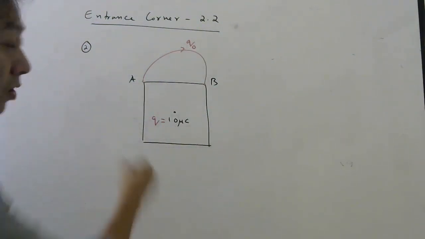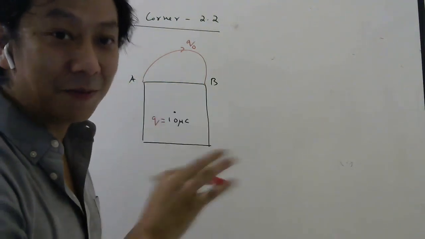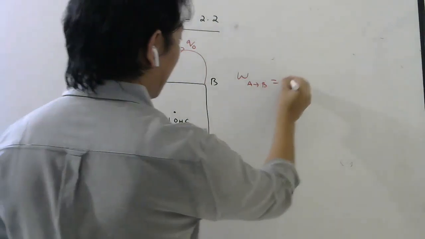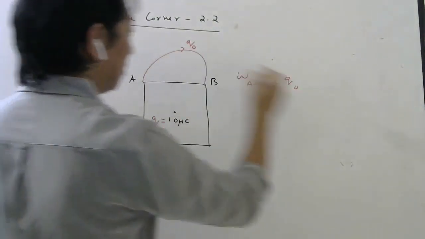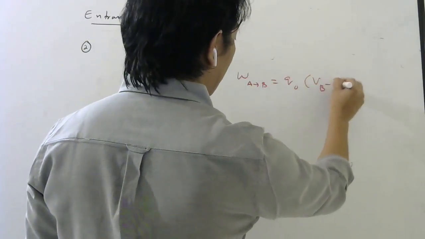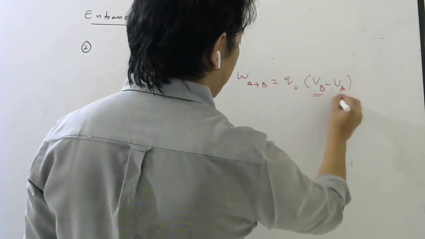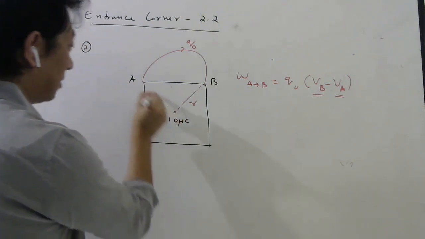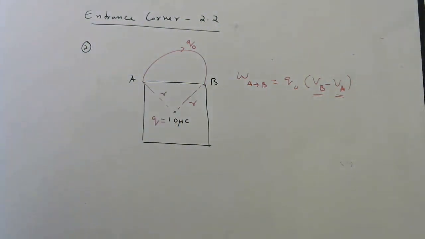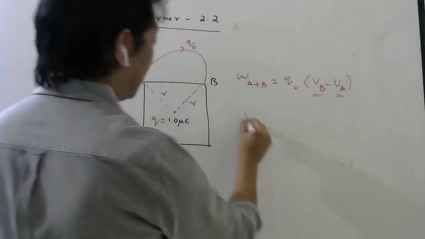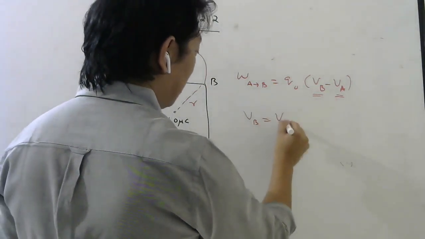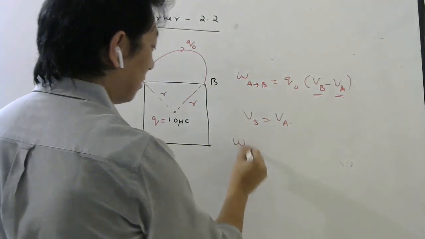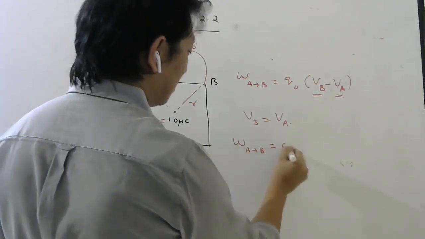Okay students, we have done so many numericals already, so please remember. Work done from A to B will be what? Again, to move this charge will be VB minus VA. Who will produce potential at B and A? This source charge. Now look here, this distance is the same as this distance. So if the distance is the same, potential at B and A will be the same. That means the potential difference will be 0. So work done from A to B will be 0.